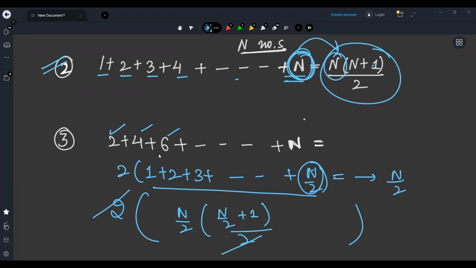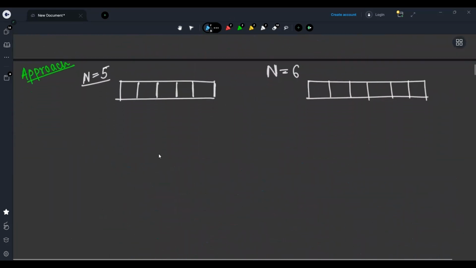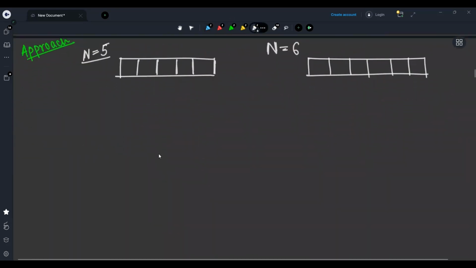It will become n by 2 into n by 2 plus 1. So I'm just telling you the formula only. We will be using them. Okay. Now, let's say I have an example like this.